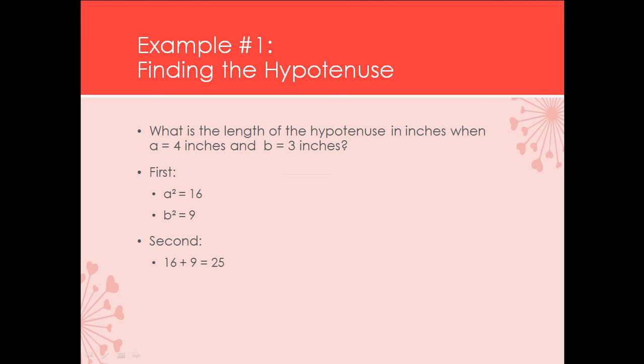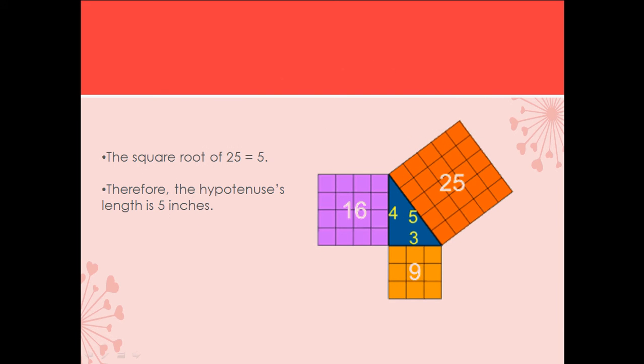Now our first example is finding the hypotenuse. What is the length of the hypotenuse in inches when A equals 4 inches and B equals 3 inches? So our first step is to figure out what our leg lengths are. So our first leg is 4 inches. You need to square that. So 4 squared is equal to 16. Now B is our second leg, and it is equal to 3 inches. So 3 squared is equal to 9. Now we need to add those together. 16 plus 9 is 25. Our next step is to take the square root of 25. That is equal to 5. Therefore, the hypotenuse's length is 5 inches, as shown in the picture.